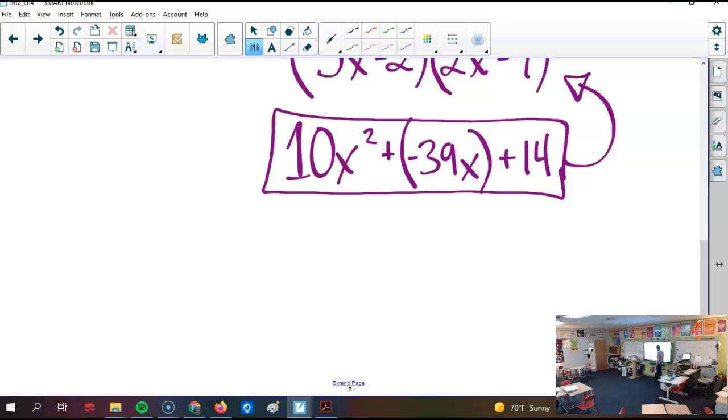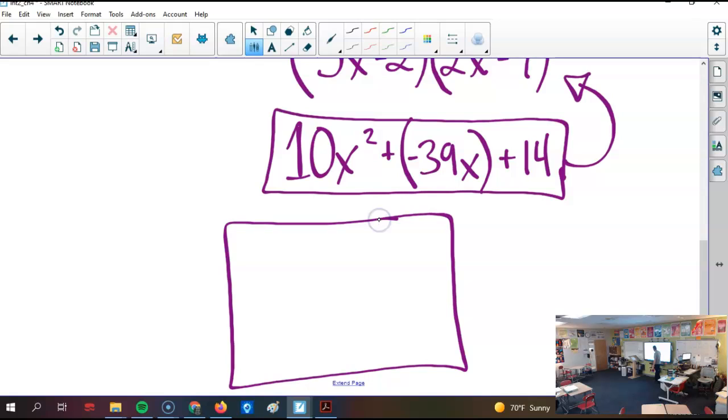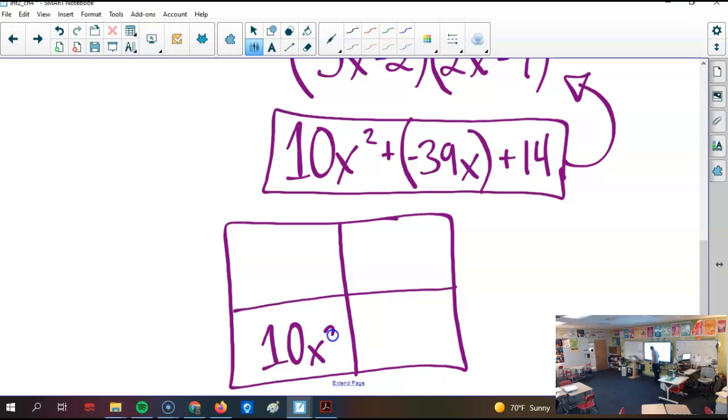And what Casey said was, if I draw one of these rectangle things, we know that there's this relationship. What doesn't get split up? 10x squared and 14. Yeah, like the a, x squared, and the c, right? So we put those in there. The difficult part is the other boxes.